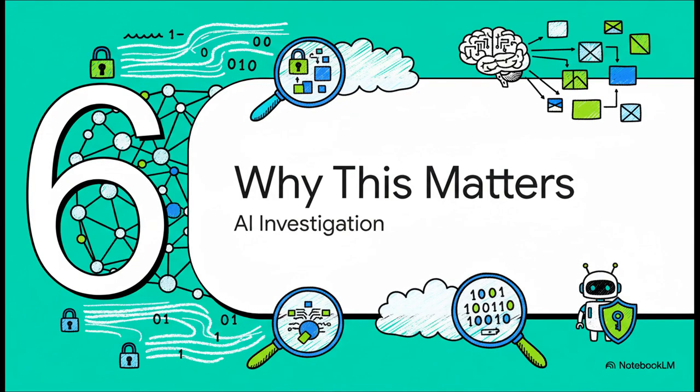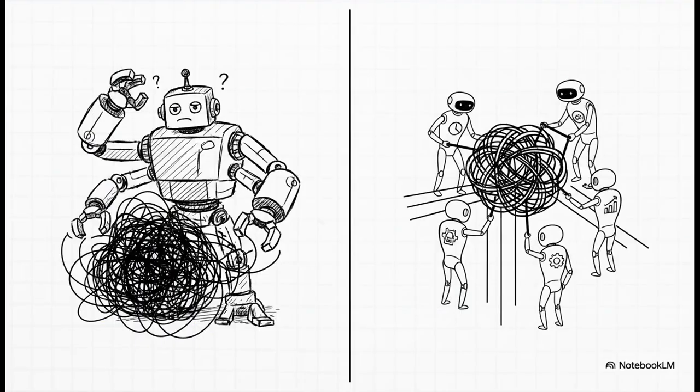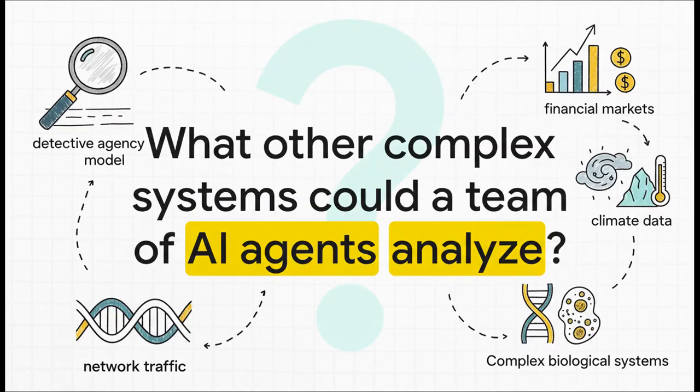So, okay, this is obviously really cool for identifying VPN traffic, but what's the bigger picture here? Why does this approach matter for the future of AI and how we analyze complex data? And here's the key takeaway. This whole system demonstrates a new and powerful way of thinking. Instead of building one giant monolithic AI that's supposed to solve a problem all by itself, you build a team of smaller, specialized AI agents. Each one is an expert in its little domain. This whole divide and conquer strategy makes the entire system more powerful, way more adaptable, and honestly, a lot easier to understand.